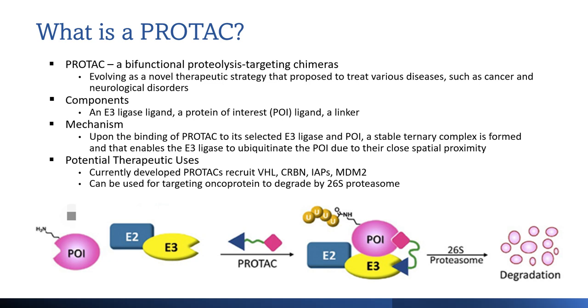The currently developed PROTACs, which can recruit VHL, CRBN, IAPs, and MDM2 proteins, are proposed to target oncoproteins for degradation by the 26S proteasome. Since there is no available PROTAC to target CHIP, it is therefore important to discover drug-like CHIP ligands that can be used to develop PROTACs.